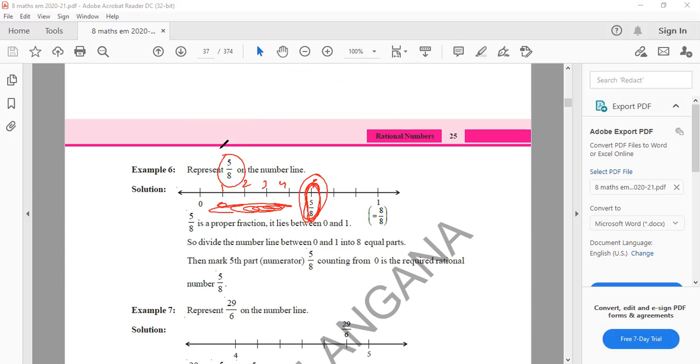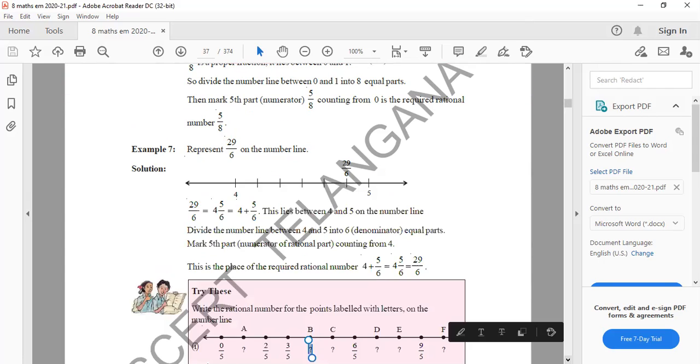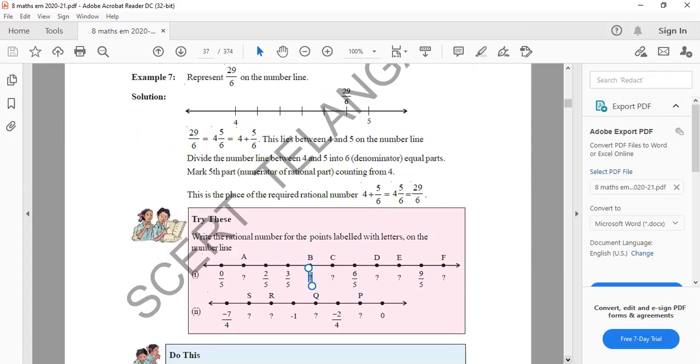First take the number and decide whether it is less than 1 or greater than 1. If it is less than 1, first take the range 0 to 1. The last point is the denominator, 8 by 8. So you divide it into 8 parts. 5 by 8 means the fifth position on the number line. Clear or not? Okay, clear.